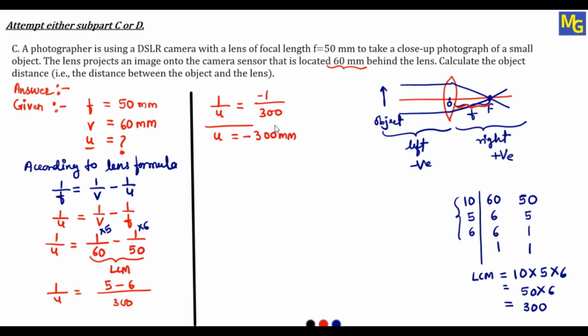And this is the value of object distance. And in this numerical they have asked the same thing. Calculate the object distance, that is the distance between the object and the lens, and it is minus 300. Now you can understand the negative sign indicates that our object is present on the left side of the lens. So this is the answer for question C. After this we are going to move on to question D.